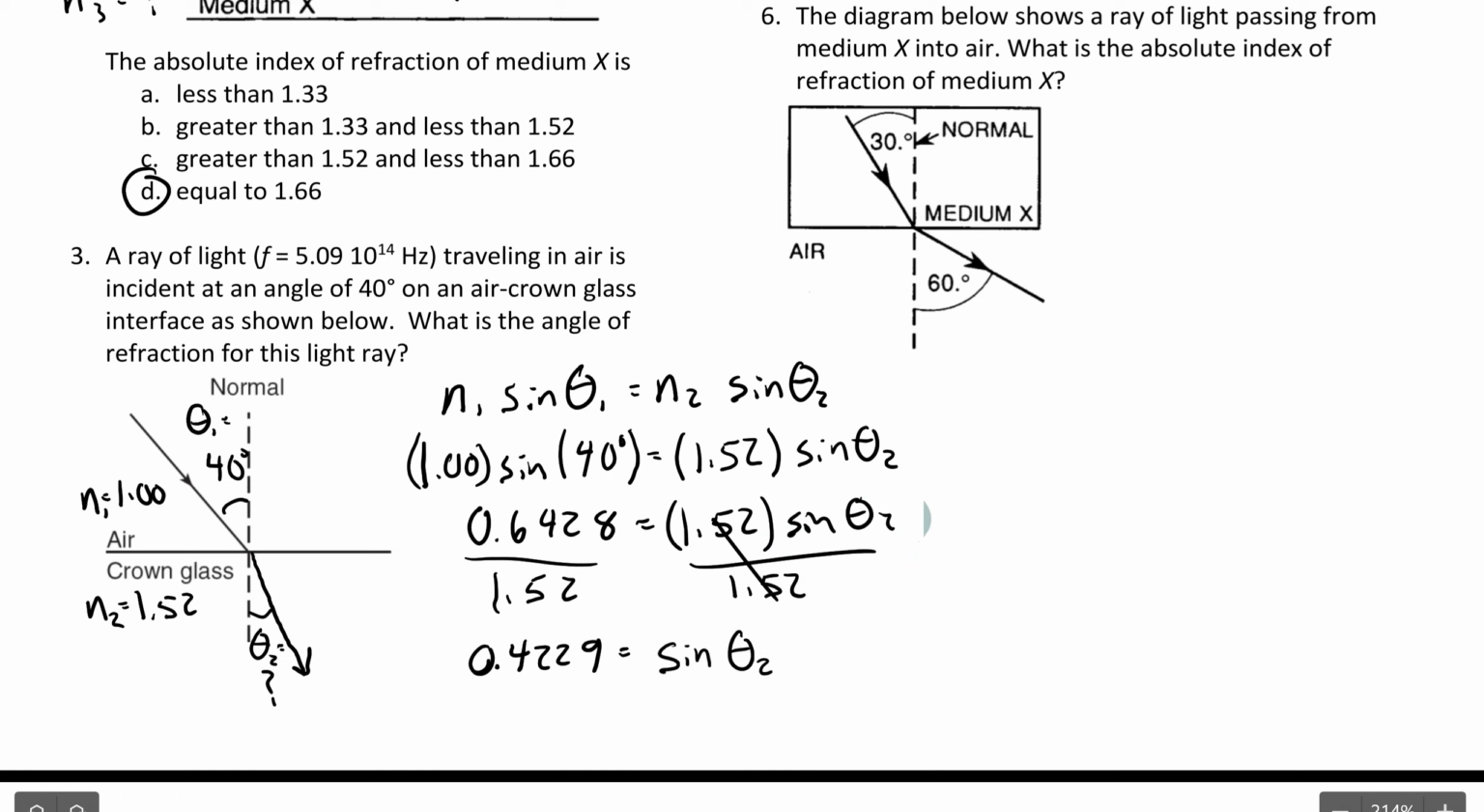Now, are we done? Is that the angle? So the angle's 0.4229 degrees. We knew it was going to be smaller than 40 degrees, but I didn't think it was going to be that small. What's the last step that we have to do here? Well, theta 2 isn't by itself yet. To get theta 2 by itself, we have to do the inverse operation. Just like this was 1.52 times sine, we did the inverse of times, which is divide, to get the variable closer to being by itself.